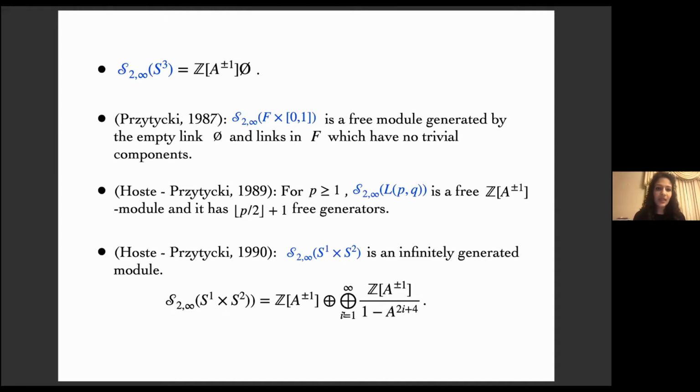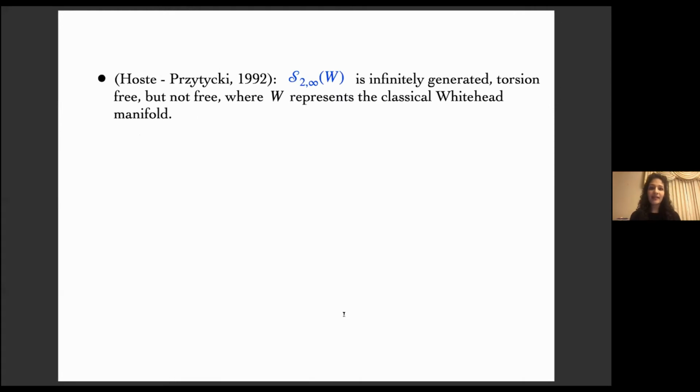Okay. So next we have the classical Whitehead manifold. Its Skein module was again computed by Hoste and Kwiatkowski in 92, and they showed that this Skein module is infinitely generated. It's torsion free, but it's not free.